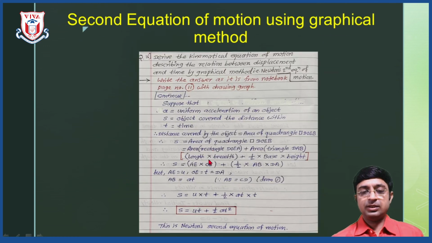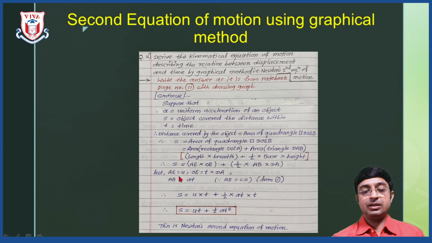Now we know the formulas. Area of rectangle is equal to length multiplied by breadth, plus area of triangle, which is half into base multiplied by height. So therefore the distance covered by the object S is equal to, in that rectangle DOEA, one side is the length, that is AE, one side is the breadth, that is OE, plus in case of the triangle, half multiplied by one side as the base, that is AB, multiplied by the height, that is DA.